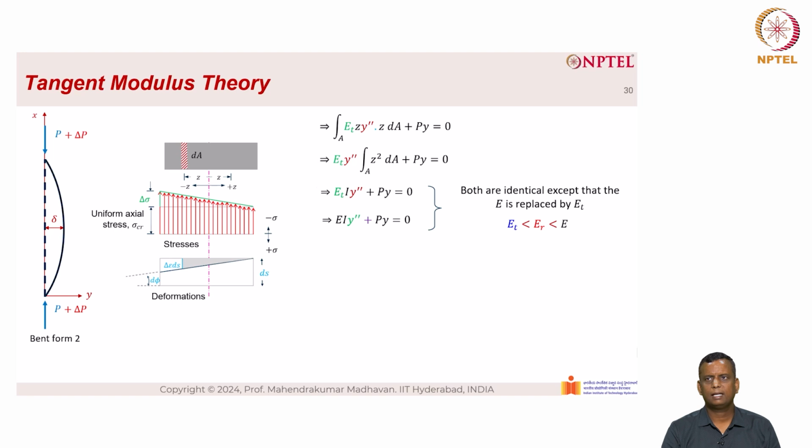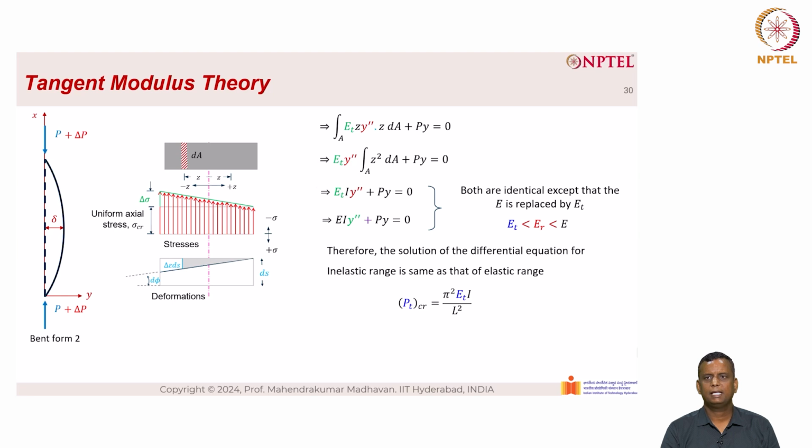So both are identical except that E is replaced by E sub t, where E sub t is the tangent modulus, which is less than the reduced modulus, which again is less than the Young's modulus E. Therefore, the solution of the differential equation for the inelastic range is the same as for the elastic range. P sub t critical is equal to pi square E sub t into I divided by L square. So P sub t critical equals pi square E sub t into A r square divided by L square.